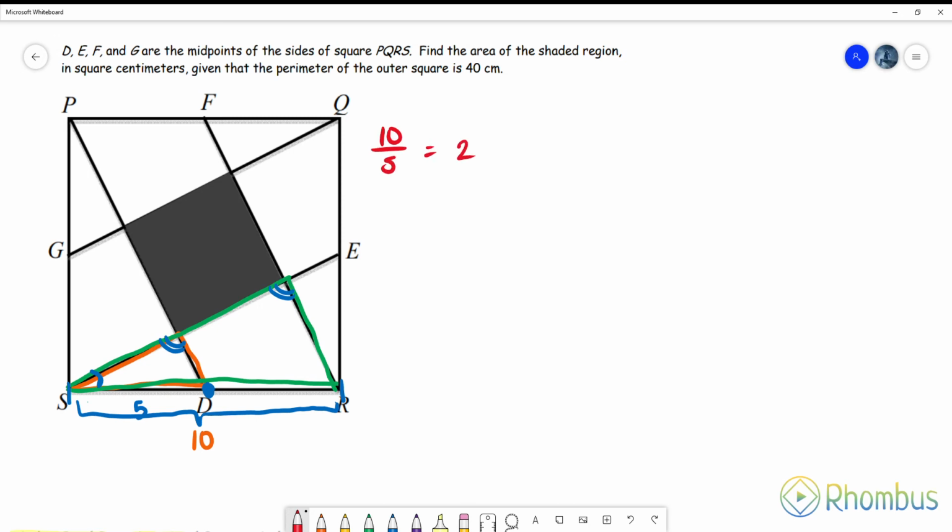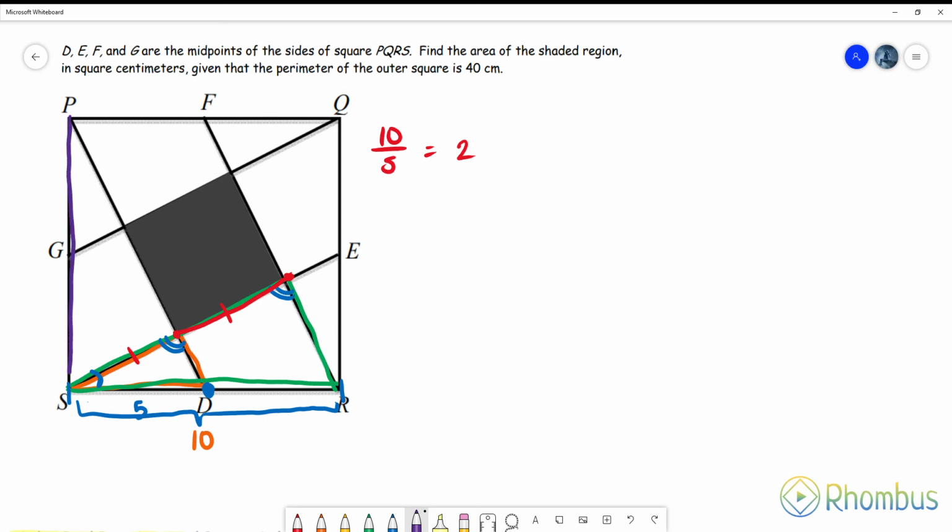Now that we have their scale factor, we can say that this side and this segment from this point to this point are congruent, and that's because since the scale factor is 2, the green side length is double the orange triangle side length. So both of these two segments are congruent. Now that we've proven they're congruent, let's look at this triangle right here.